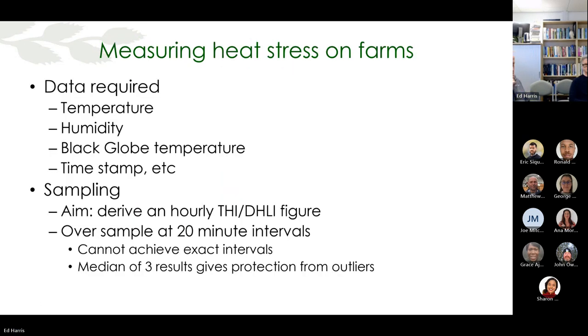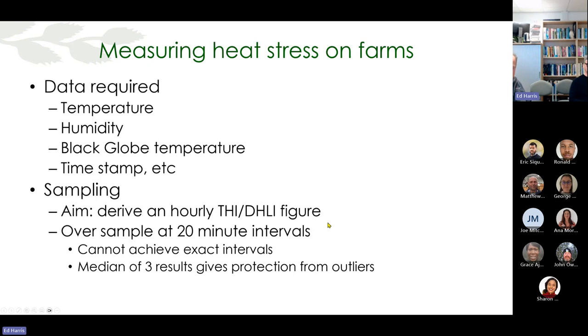Okay, so to look at heat stress, what have I been doing? Fairly simple data recording: temperature, humidity, black globe temperature, and then we obviously need a timestamp and bits and pieces like that. What I was aiming to do was to have hourly THI or BGHI figures. And to achieve that, I tend to sample every 20 minutes because there's various reasons why you don't always get all the data you want. And if you've got three results an hour, taking the median starts to give you some protection from outliers.